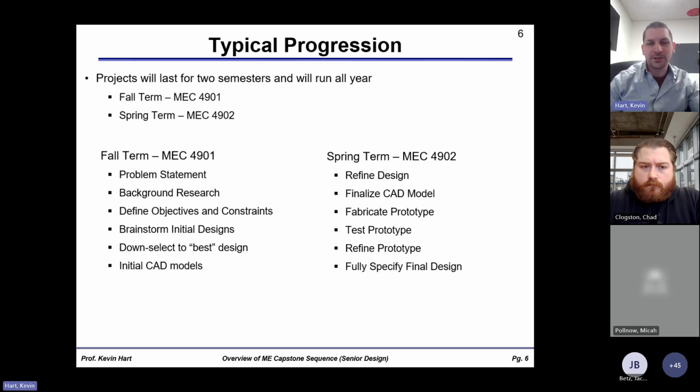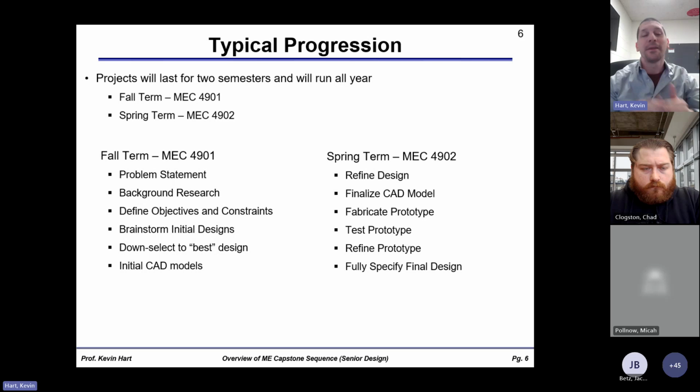What does the progression look like for the 2 classes? In the fall, you're going through a lot of the meat of the senior design process, the design process itself. And what does that look like? It's problem statement, background research, objectives and constraints, initial design ideas, down selecting to some of the best design options, making a CAD model, and then proposing that idea as the design or the prototype that you want to make in the spring.